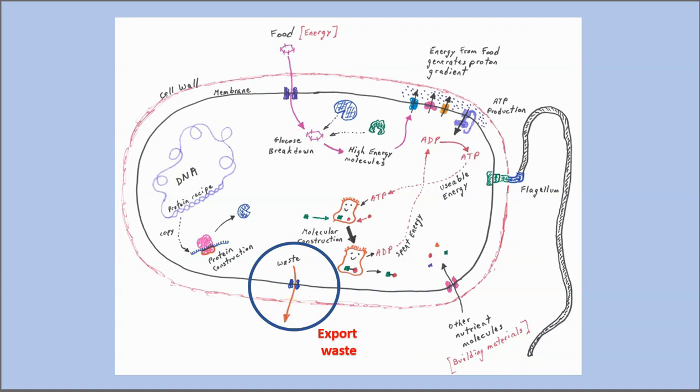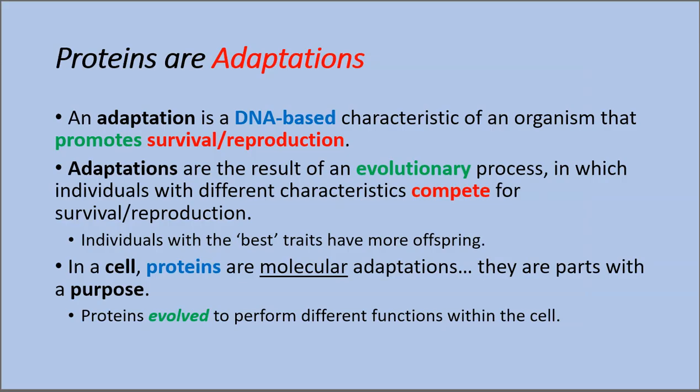Now, proteins are an important class of molecules. We're going to see a whole bunch of them here in a moment, but let's examine a little bit about these proteins. Proteins are adaptations, and that's a special word in biology. An adaptation is a DNA-based characteristic of an organism that promotes survival and or reproduction. Adaptations are the result of an evolutionary process in which individuals with different characteristics compete for survival and reproduction. Mr. Darwin will help us understand this process of natural selection. Individuals with the best traits have more offspring, and if the trait is DNA-based, they will pass on that trait to their offspring, and this is how you get evolution.